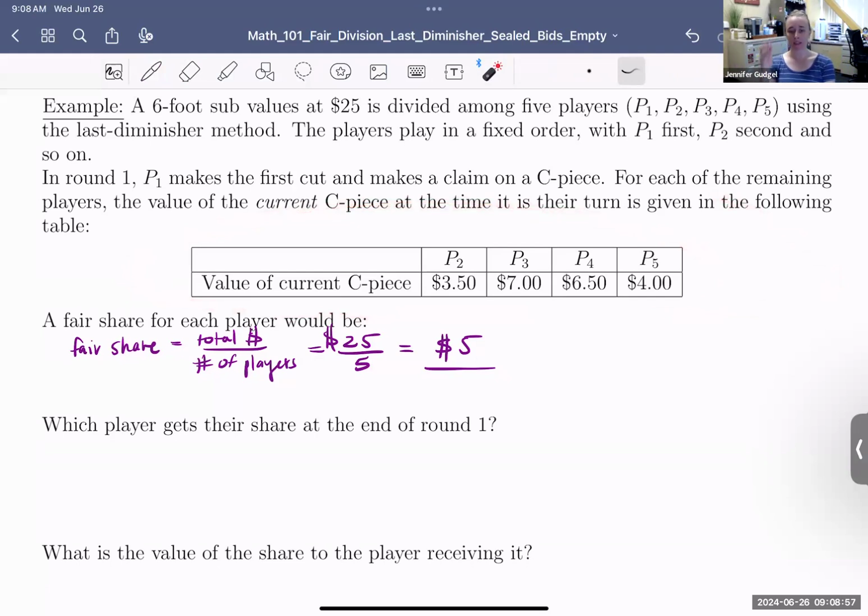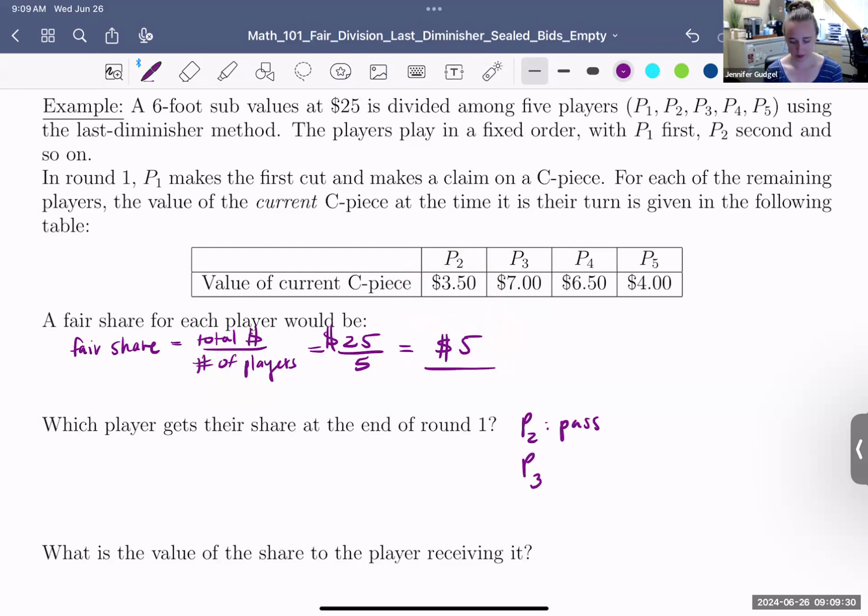So player one cuts it, it goes to player two. I want you to ask yourself real quick, do you think player two will pass, or do you think they'll trim? Remember that a fair share is $5 worth. So player two looks at this and goes, that's about worth $3.50 to me. That's not enough. It needs to be at least $5 worth. So it moves on to player three. Player two passes.